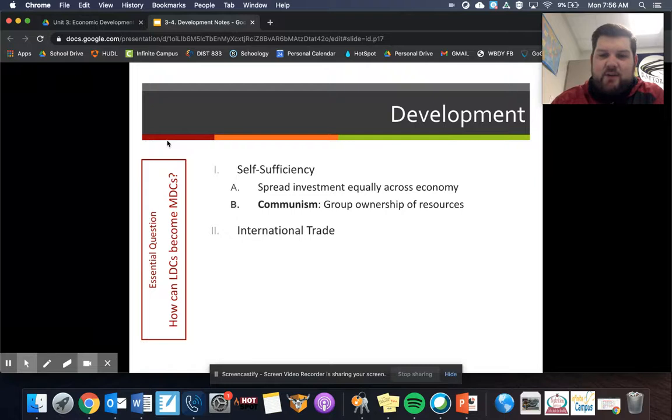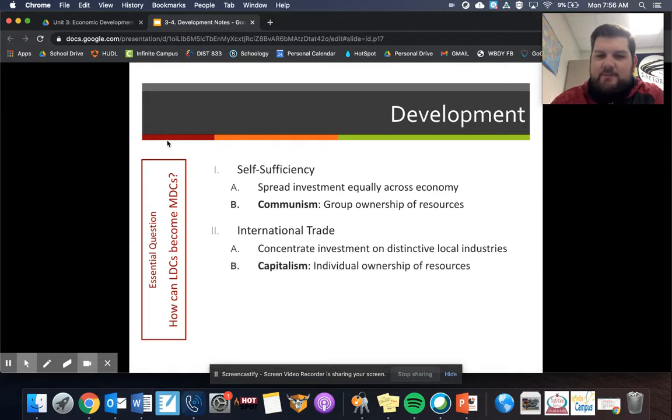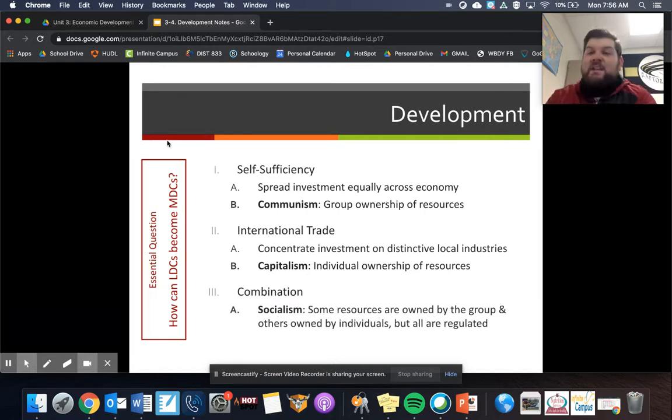The other theory is international trade, where there is concentrated investment in distinct local industries, otherwise known as capitalism. Okay, competition, not spreading things equally, giving people the power to make decisions and decide what they want to invest in, versus things spread out equally. Individual ownership of resources means the individual controls what they do with the resources, how much they produce, and the type of things that they produce. That's capitalism. And then there's a combination known as socialism, where some resources are owned by the group and others by individuals, but all are regulated by the government.